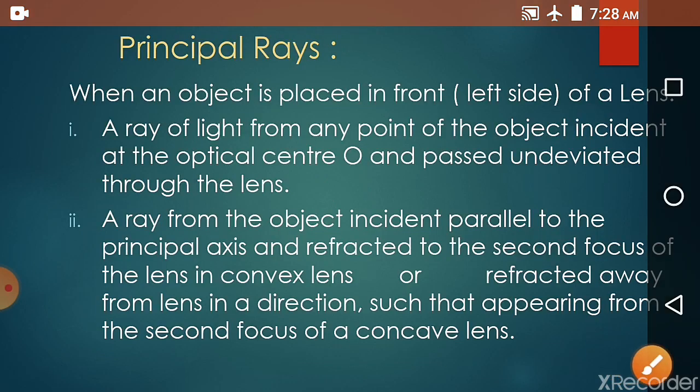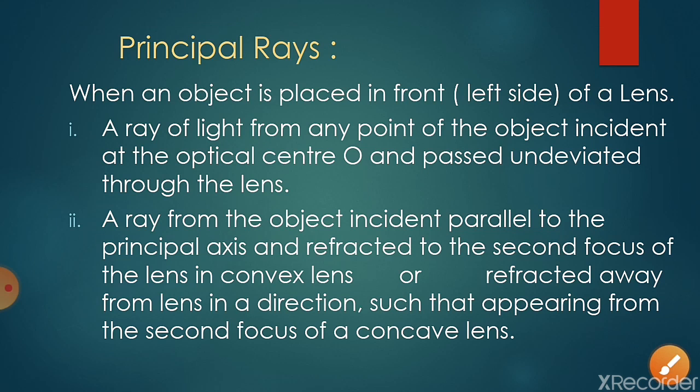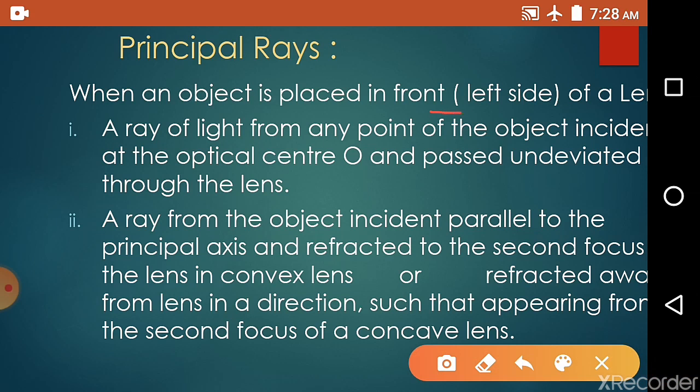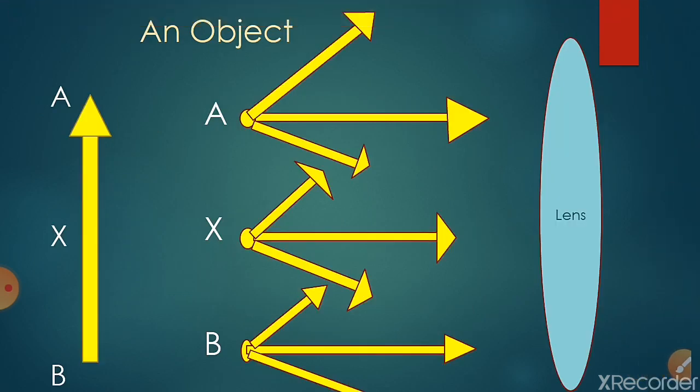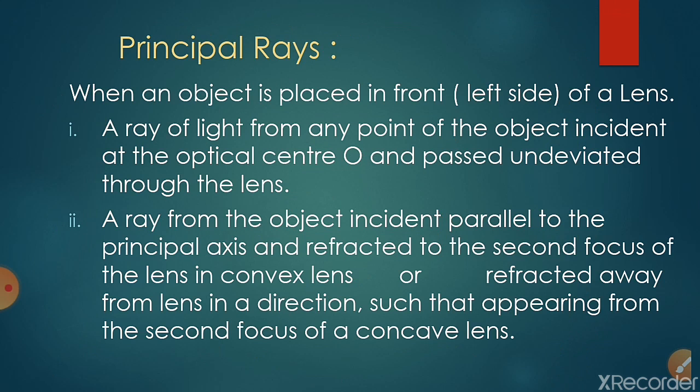Now see how the object is placed. The object is placed in front, that is the left side of the lens. These are the three principal rays that we are considering, because each point sends an infinite number of rays. So we consider only the three principal rays. One point sends many rays from it, and we are considering here only the principal rays, that means only three rays.